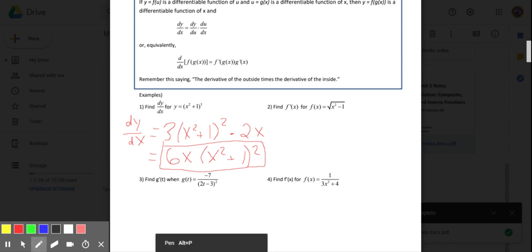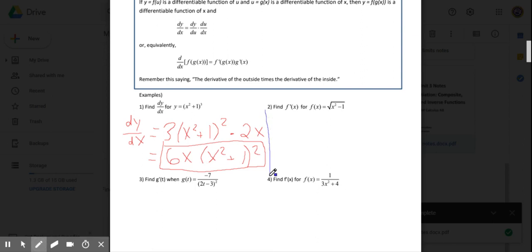So number 2, this is also a composite function. We've got x squared minus 1 all underneath a square root. Normally we like to rewrite our square roots as exponents, so we're still going to do that here. We're going to have x squared minus 1 to the 1/2 power. This looks similar to the last one. Our inside function is x squared minus 1. Our outside function is this whole thing to the 1/2 power.